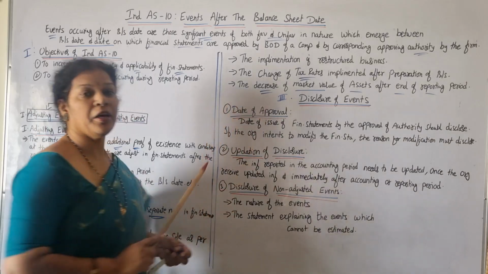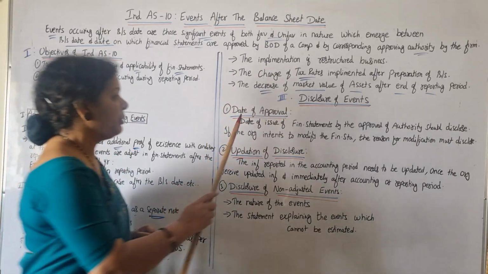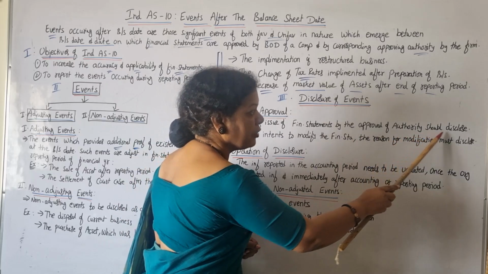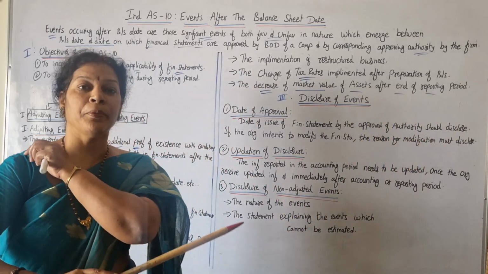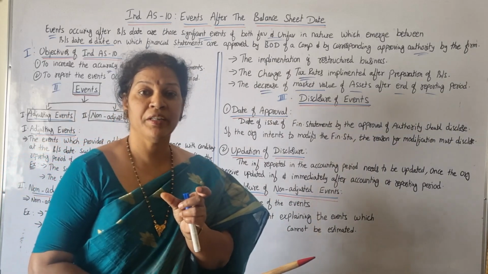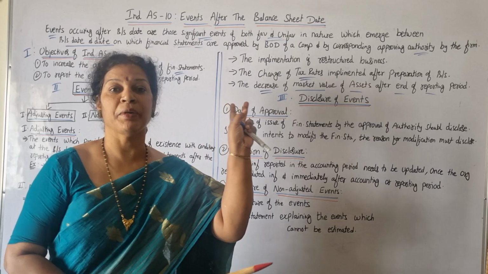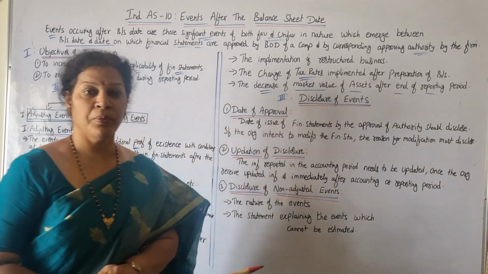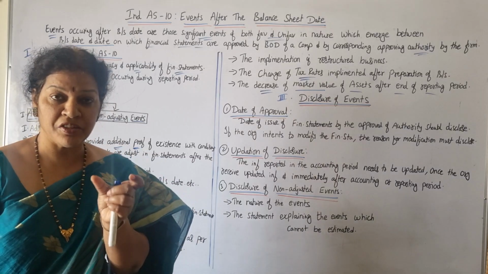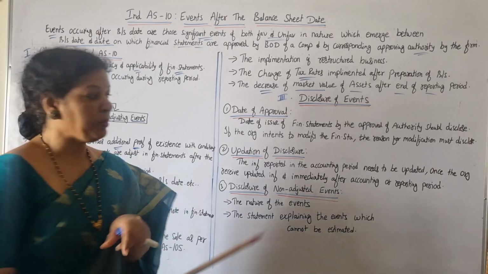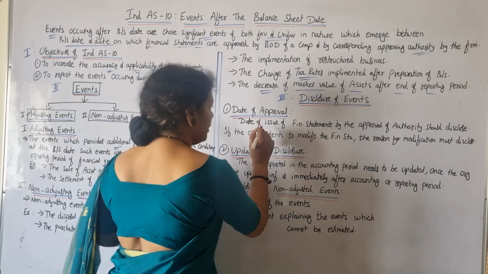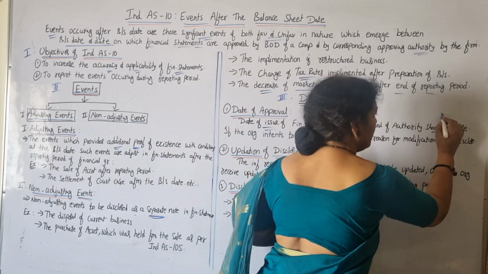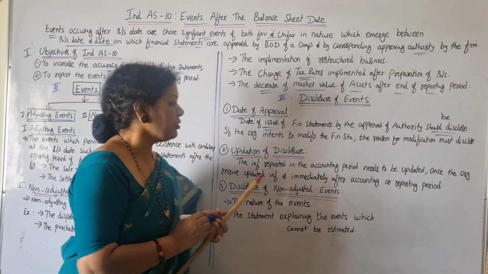First thing is the date of approval. Date of approval means the date of issue of financial statements by the approval of authority should be disclosed. What is the date of approval? On what date it got approved by the authority? That date must be disclosed. Clear? It is saying in the heading itself, date of approval, on which date the financial statements got approved by the authority members, the date of issue should be mentioned, should be disclosed. This is one thing.